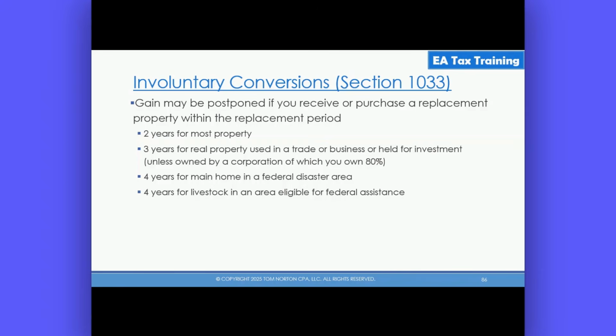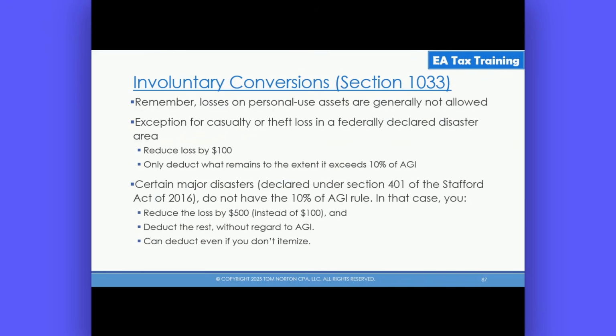So remember, for the exam, general rule, involuntary conversion, replacement period is 2 years. And then you have these exceptions: 3 years for real property used in a trade or business, 4 years for a main home in a disaster area, 4 years for livestock in an area eligible for federal assistance. For these involuntary conversions, you need to remember that losses on personal use assets are generally not allowed. However, there is this exception.